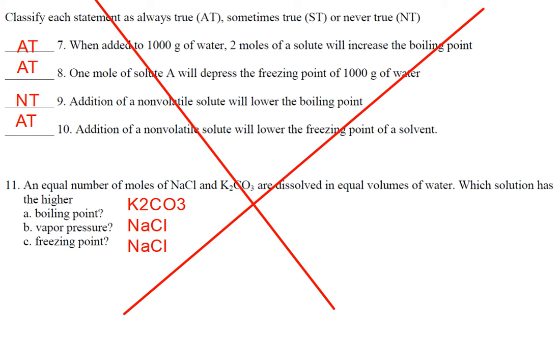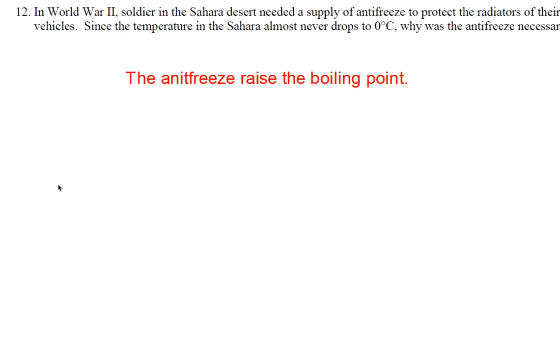Notice I've got the answers, but then I crossed it off because while this is interesting stuff, we're going to come back to this later in the year, and you don't need to know about boiling point elevation, freezing point depression yet. Again, number 12, we don't need to know about freezing point depression yet. Although I do like this little story about World War II and antifreeze, because antifreeze does two things. It doesn't just stop your radiator from freezing, it also stops your radiator from boiling over. It does both. So that's pretty cool.